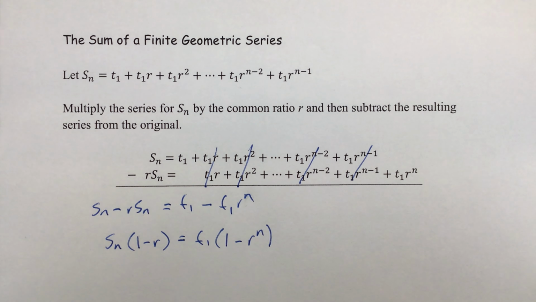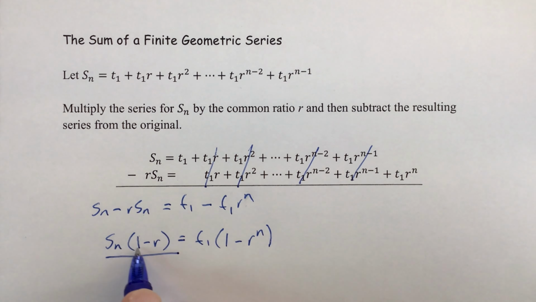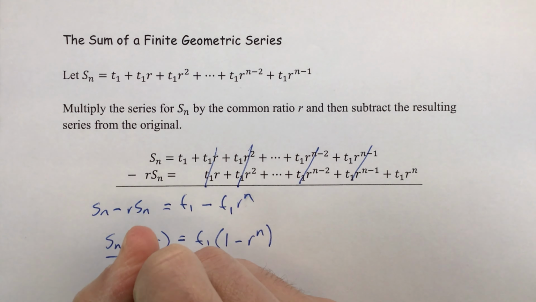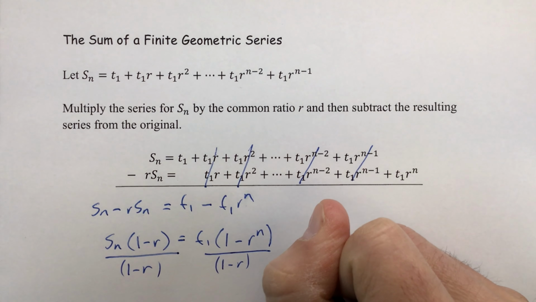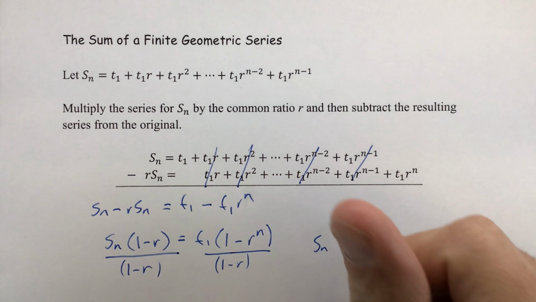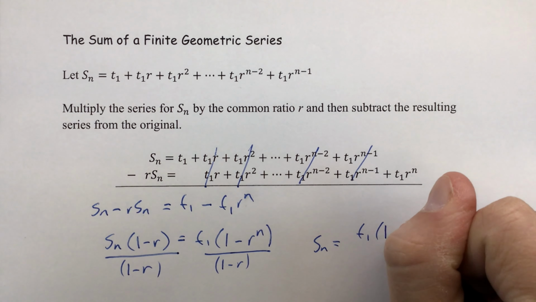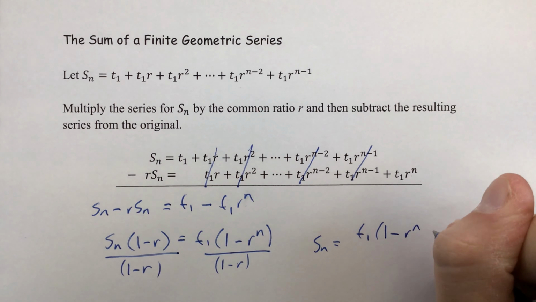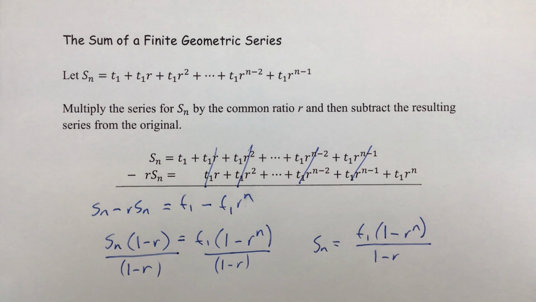And if our goal here is to figure out what is Sn, we'll do one more step, which is to divide by this binomial. And we get this. The sum of a geometric series is going to be equal to T1 times 1 minus r to the nth power divided by 1 minus r.